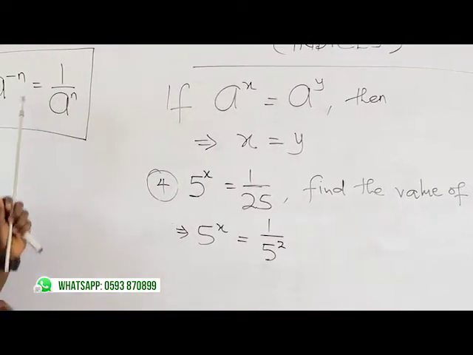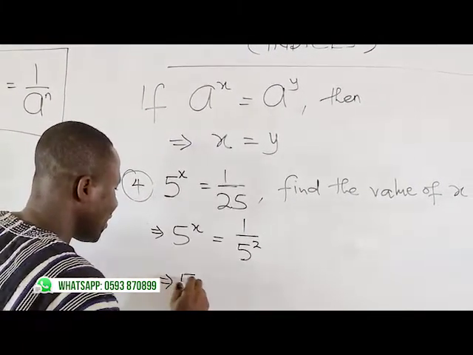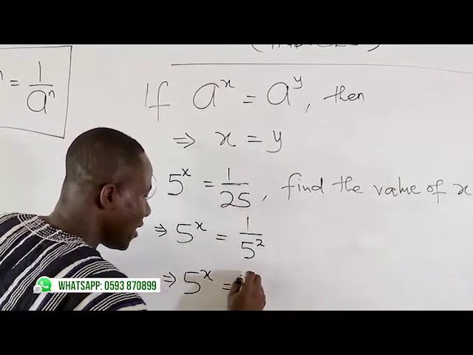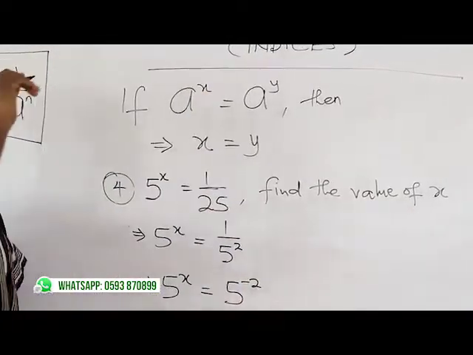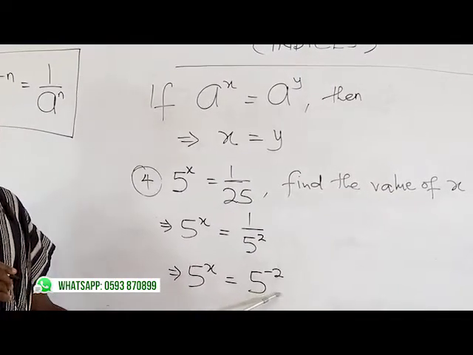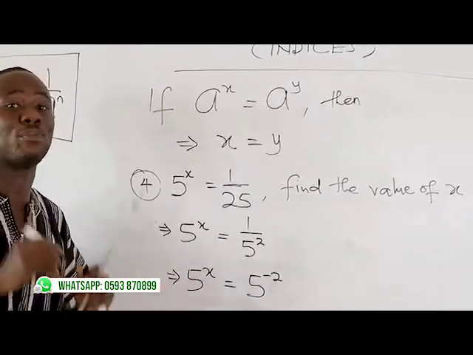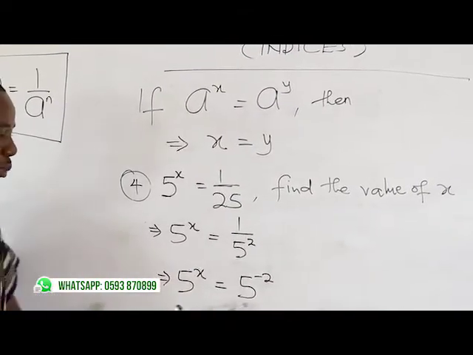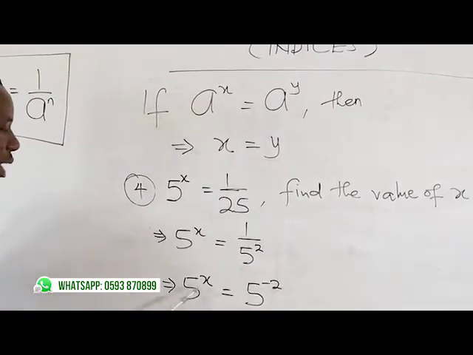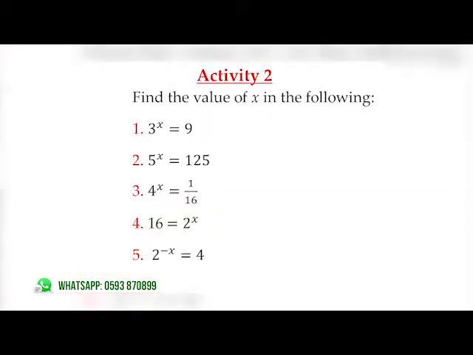By this rule, 5 exponent negative 2 is the same as 1 over 5 exponent positive 2. So at this point, the bases are the same. Then I quickly equate the exponents: x equals negative 2. If you got it right, good. So at this point, let's move on.